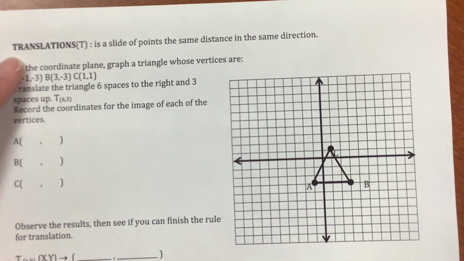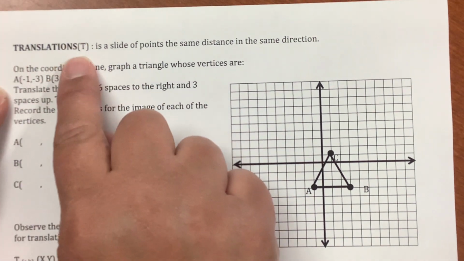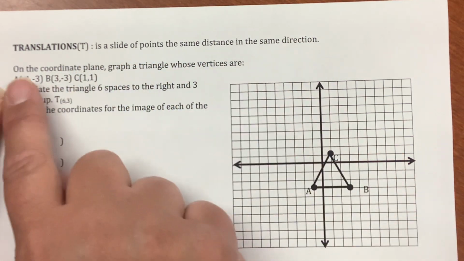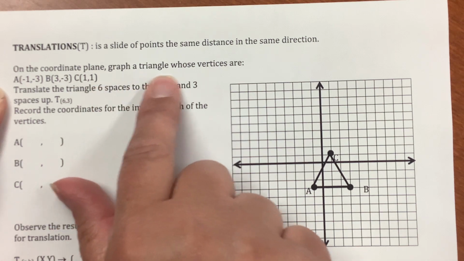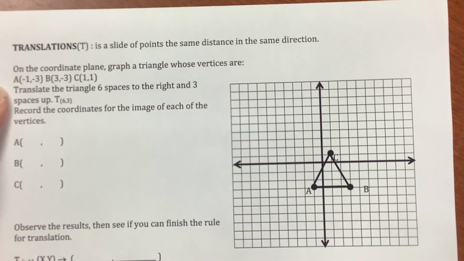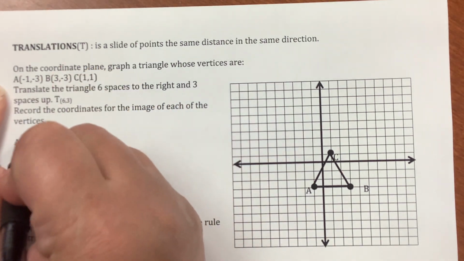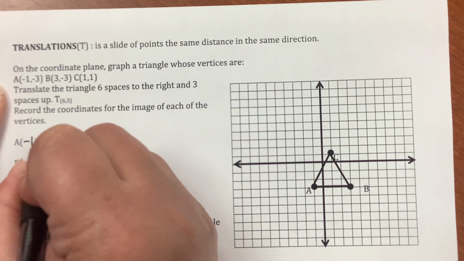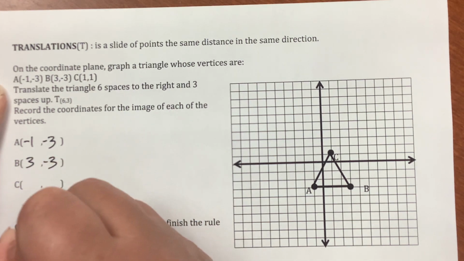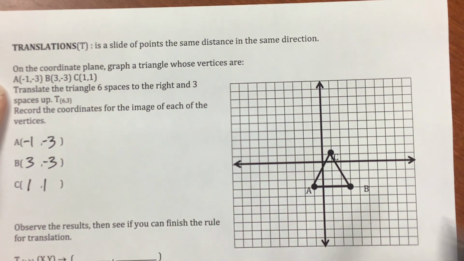So we're going to review translations. The symbol was a capital T. It's a slide of points the same distance in the same direction. On the coordinate plane, we're going to graph a triangle whose vertices are A at -1, -3, B at 3, -3, and C at 1, 1. So you can see that right there. I already graphed it for you.